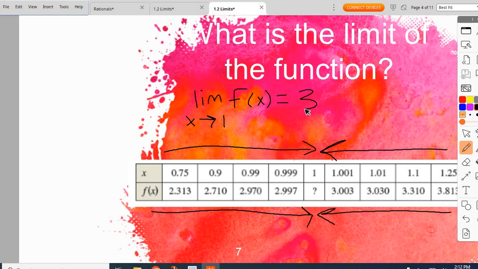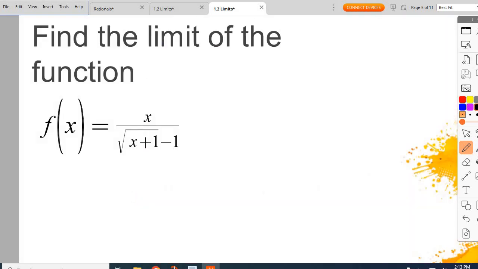Now again, it is important to say that technically our tables and graphs are only estimates, because it could technically be like 3.001. We just can't quite see that, which is why tomorrow we're going to look at it algebraically, because those do prove exactly what it is, but we can't estimate from graphs and tables. Alright, so we want to find the limit of the function as x approaches 0. Don't know why that got cut off.